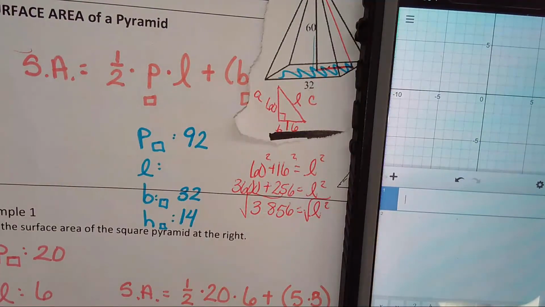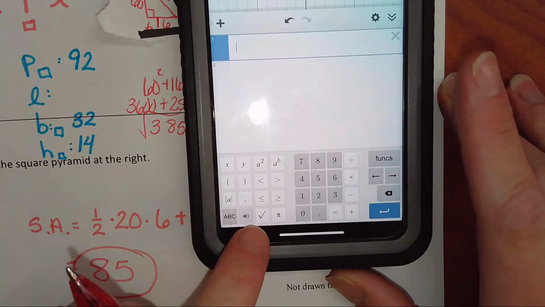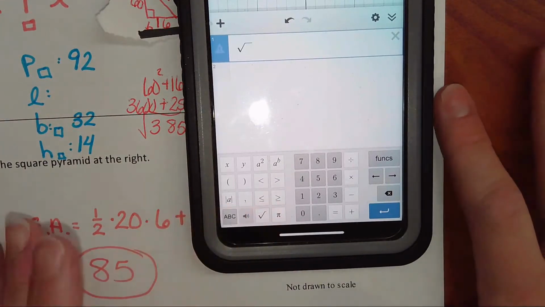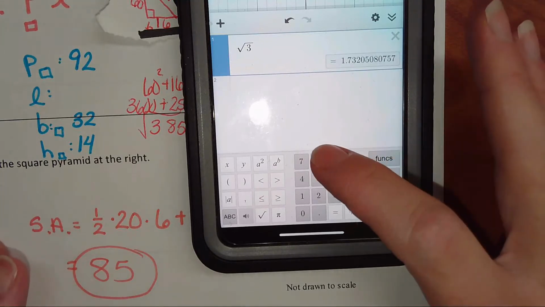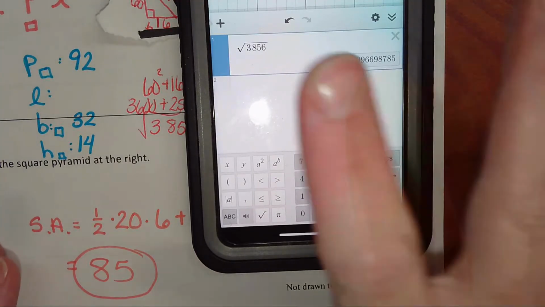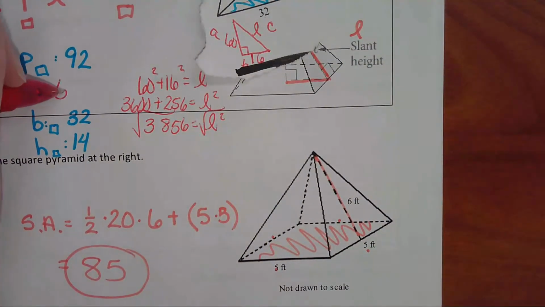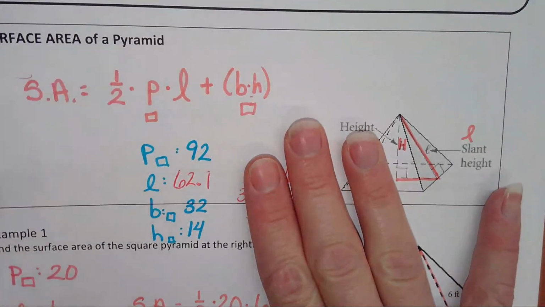The square root key is right, oops, you can't see that, sorry. Square root key is right here, so we do square root of 3,856, and we get 62.1. So our slant height is 62.1. And then now that you have all of that, you can plug into your formula.